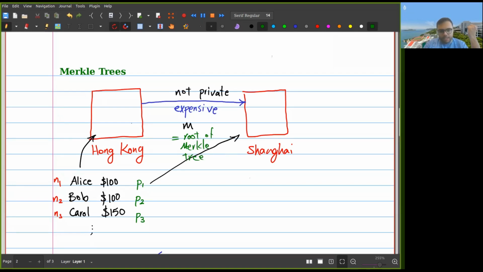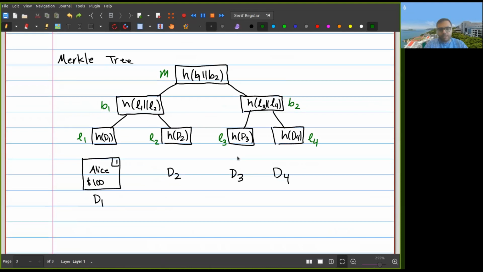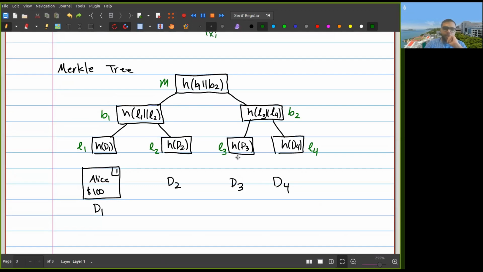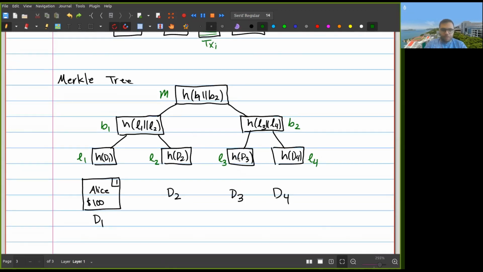If I just send this from Hong Kong to Shanghai, then I'm basically committing to all the transactions that happened here. So I cannot change it anymore. But that was not really important for us in this particular use case. What's important for us is that we want to make sure we can give proofs to people. Now, what kind of proof should I give to Alice?